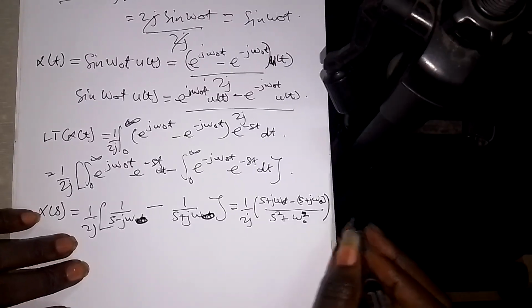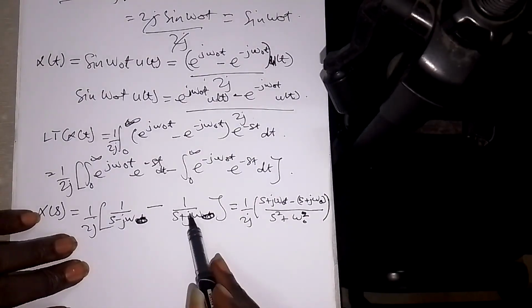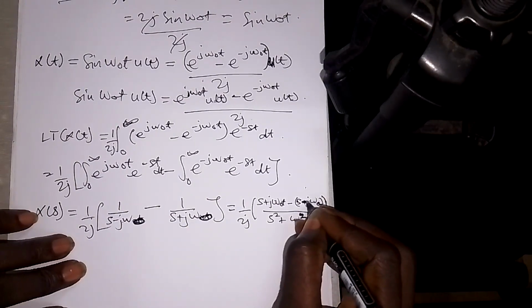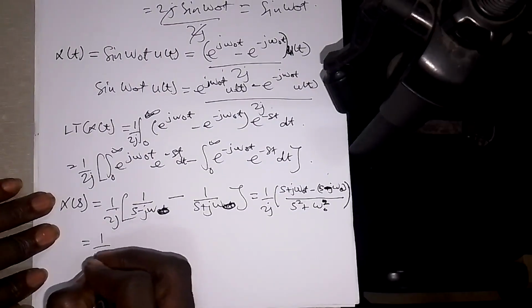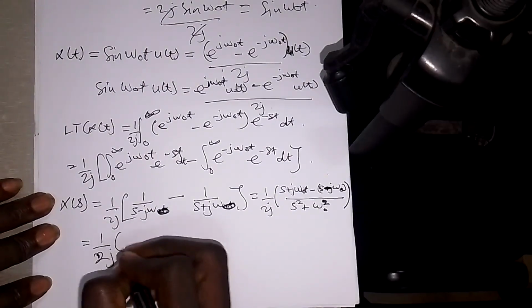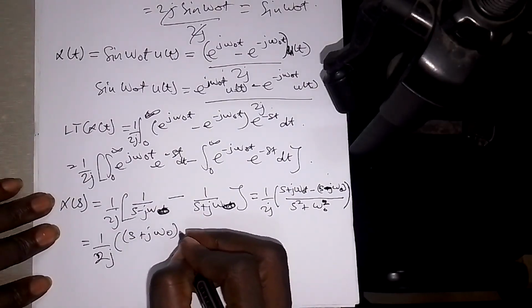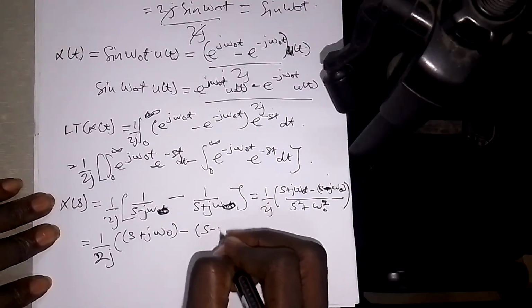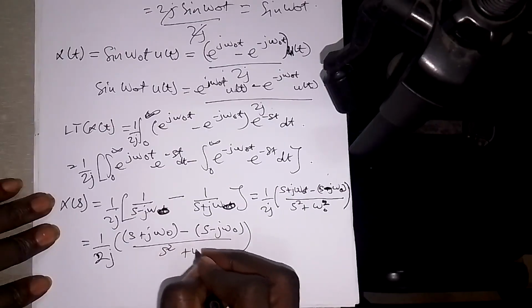Here you see that this one will go into the denominator, s plus j omega naught. And this one will go into the denominator, s minus j omega naught. So let me write that part again. It's 1 over 2j into s plus j omega naught, minus s minus j omega naught, over s squared plus omega naught squared.